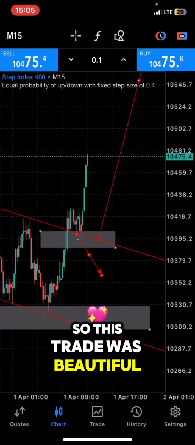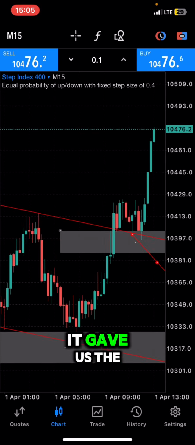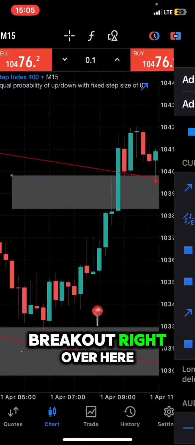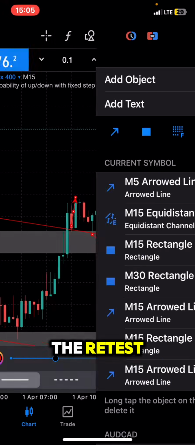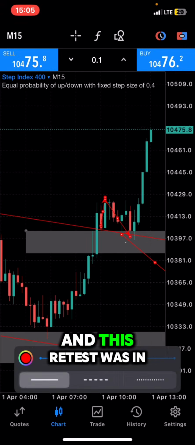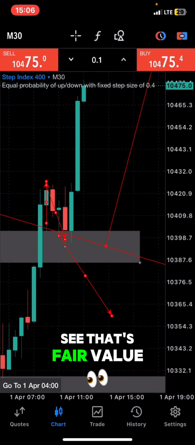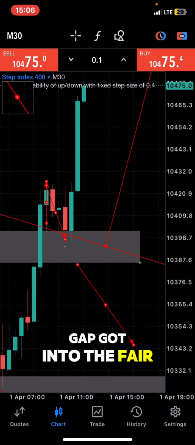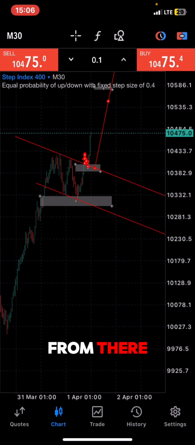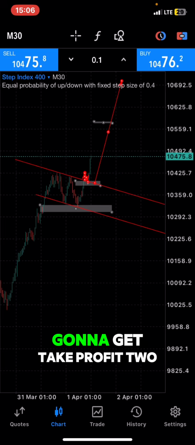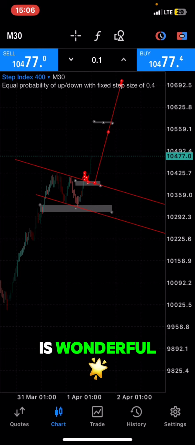So this trade was beautiful, as you guys can already see. Nice bullish flag. It gave us the breakout right over here. It broke out, and then it came back for the retest. And this retest was in a very prevalent area, as you can see, in that fair value gap. It got into the fair value gap, and it just bought straight from there. It got to our take profit 1, and is probably going to get to take profit 2. This is beautiful. This is wonderful.